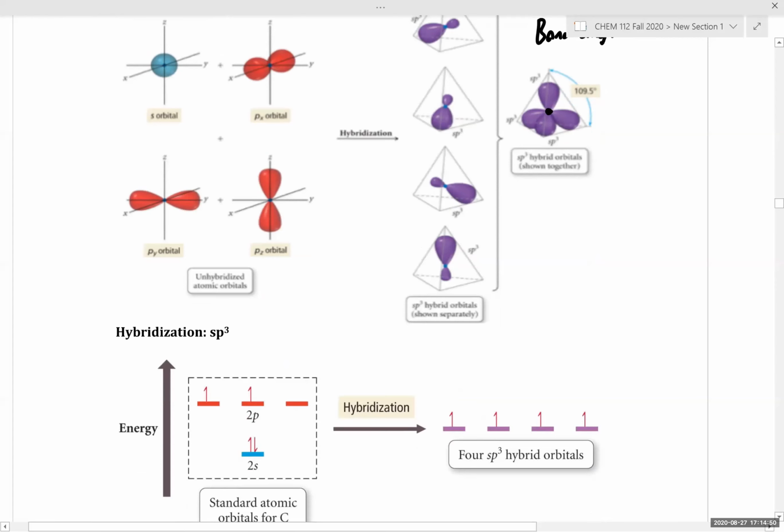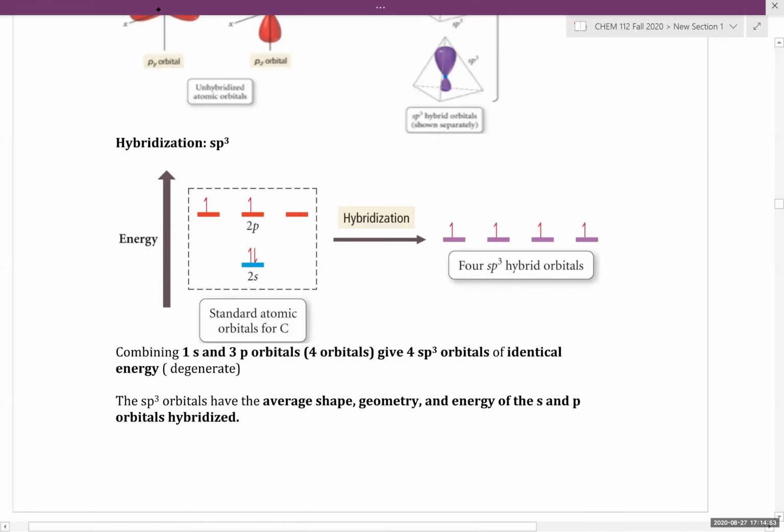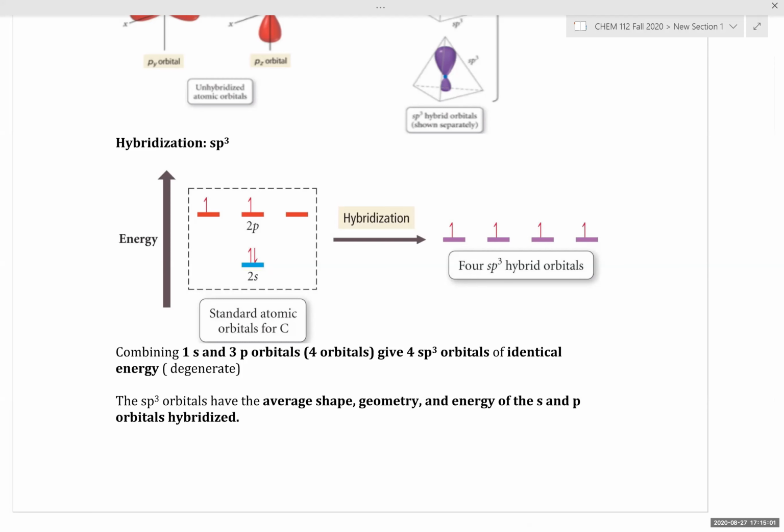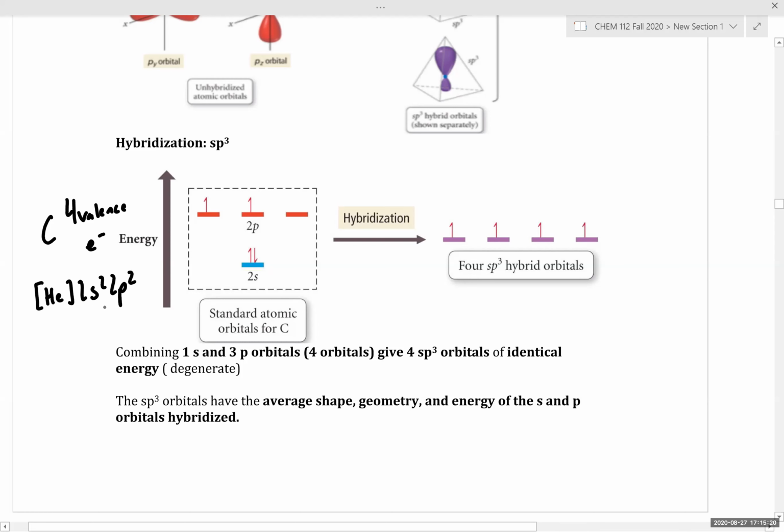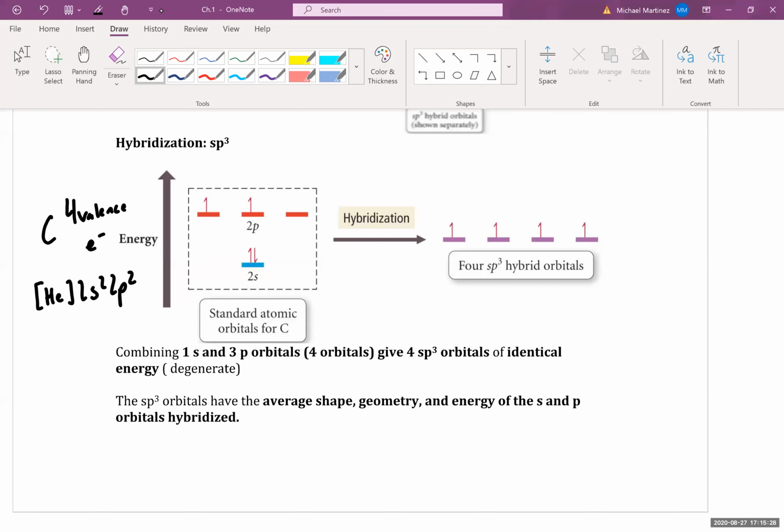Okay, let's look next at the sp3 hybridization from the perspective of atomic orbital theory and molecular orbital theory. So, starting off for carbon. So carbon has a total of 4 valence electrons to its name. So we're going to look at the valence orbitals, the outermost orbitals for carbon. So our outermost orbitals are our s and p orbitals. And as we can see, our s orbital is full, our p orbitals are half filled.